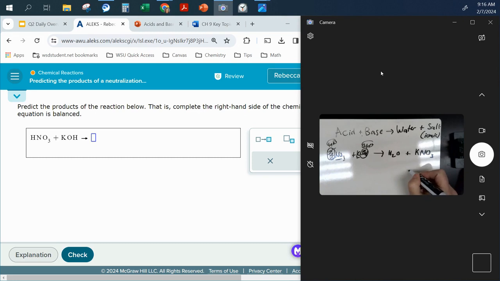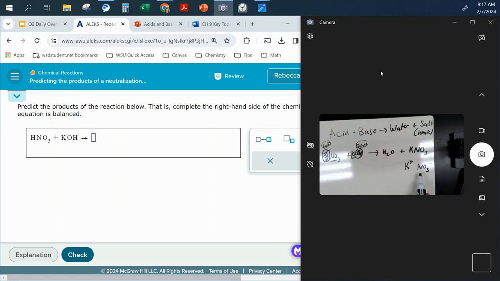So this one, let's look at the charge. Potassium is in the first column. It's a plus charge. Nitrate is also just a 1 minus charge. That's one from chapter 3 where we were supposed to memorize the polyatomic ions. So these are just 1 to 1. That one's fine. I didn't have to balance the formula.